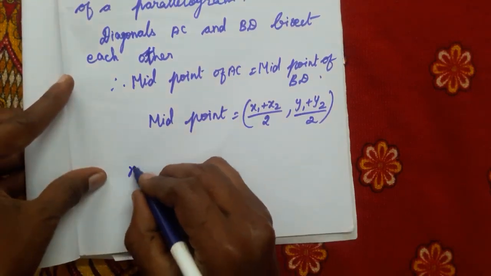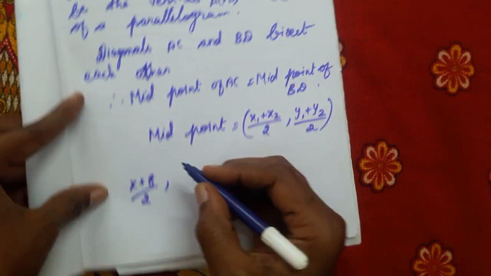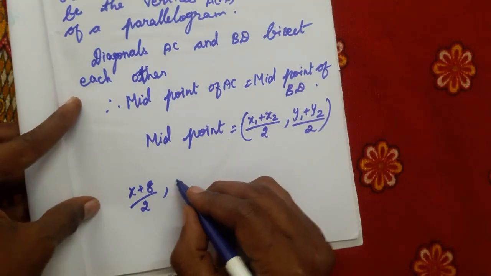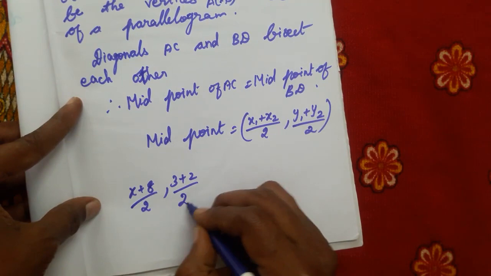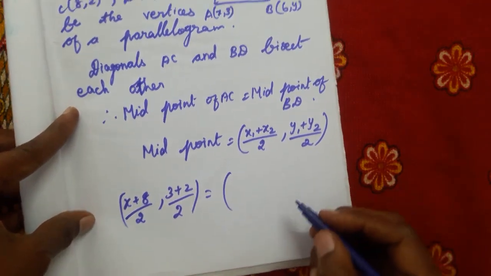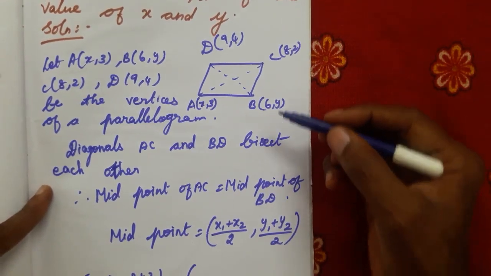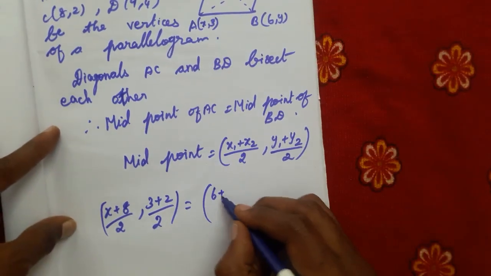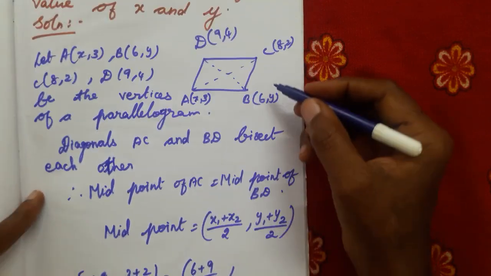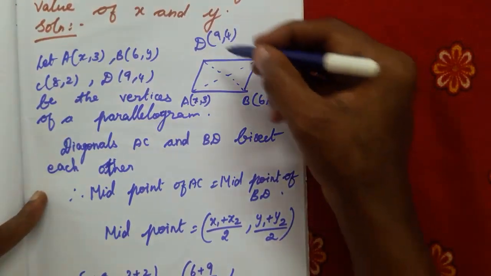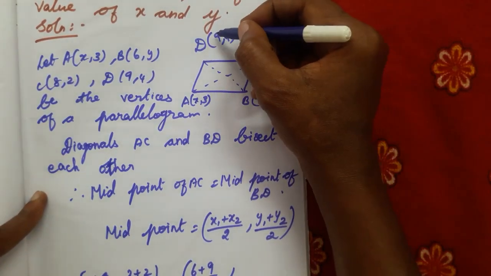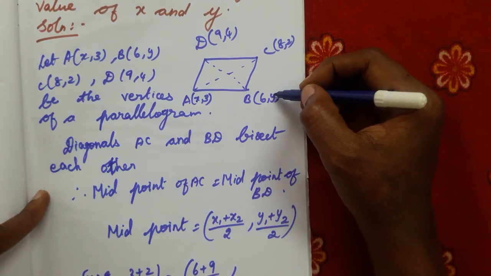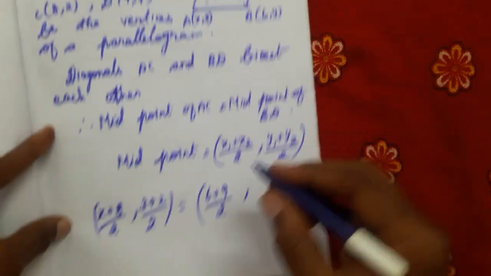So (x plus 8) by 2 comma, next y1 plus y2, that is (3 plus 2) by 2, is equal to the midpoint of BD, which means (6 plus 9) by 2 comma, y plus 4 by 2.